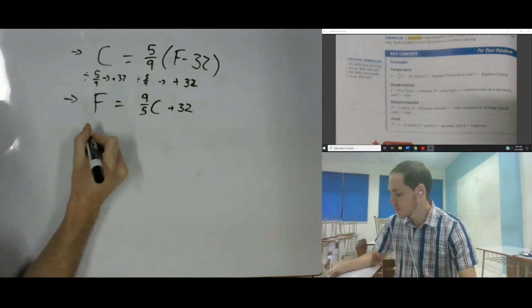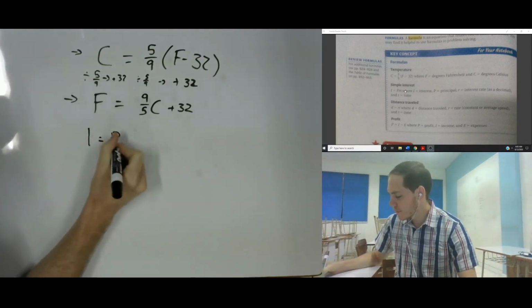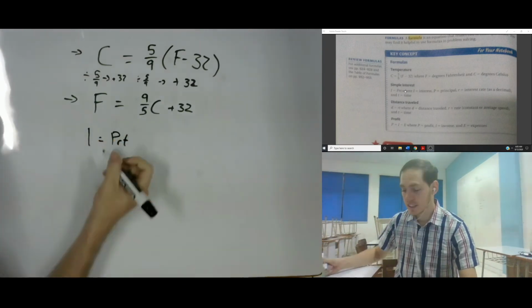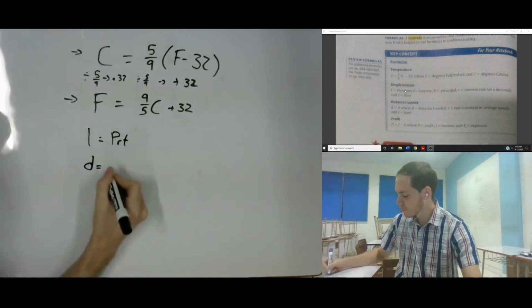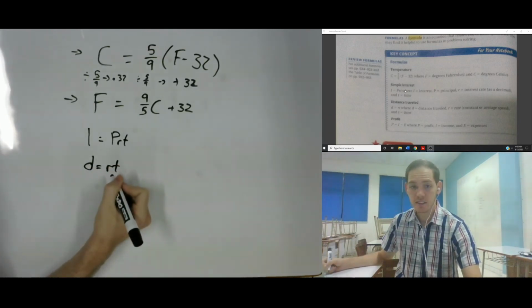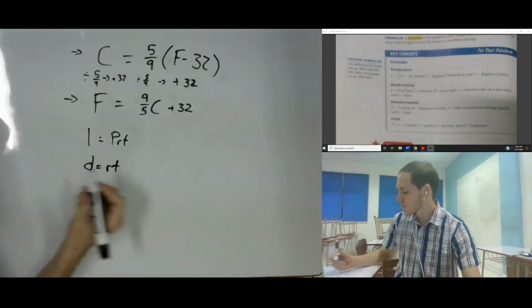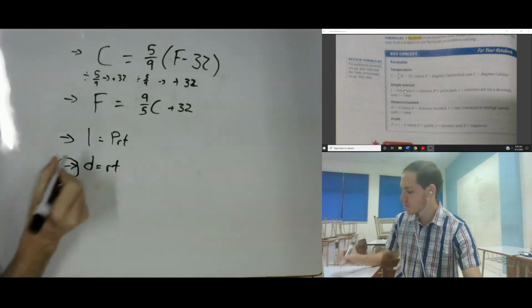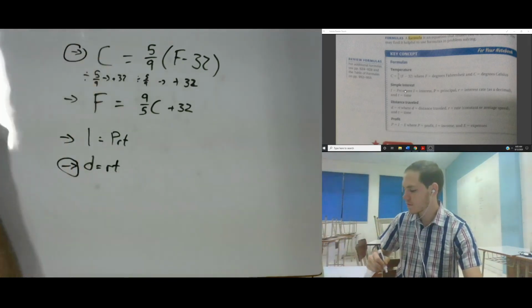Okay, simple interest. We won't really deal with this, but I equals PRT. A simple interest. Distance equals rate times time. Okay, should know that one. You don't need to know pi. Okay. Kind of need to know this one and this one.